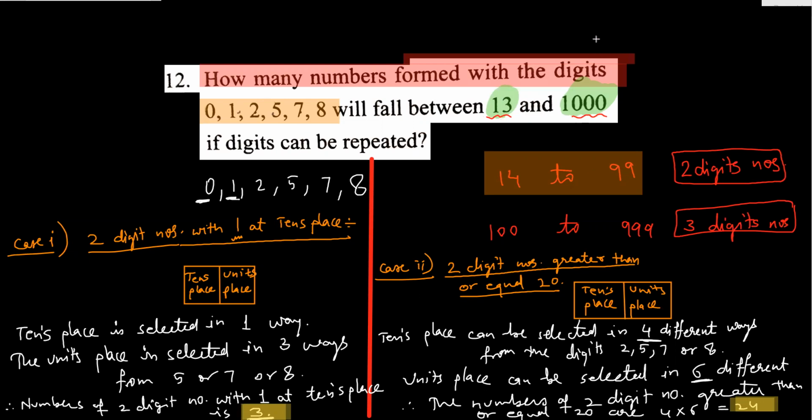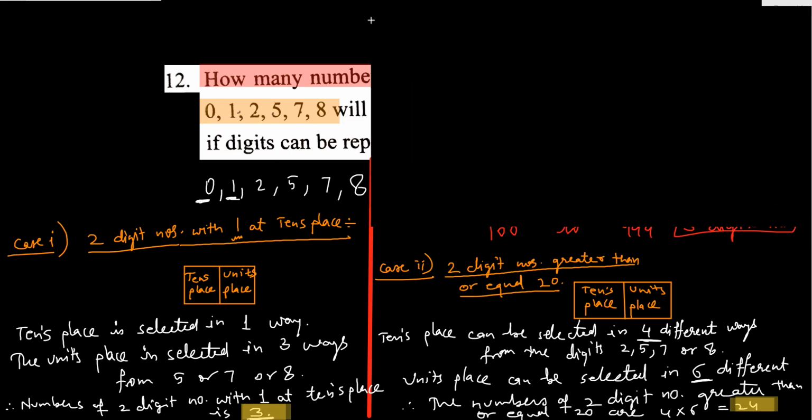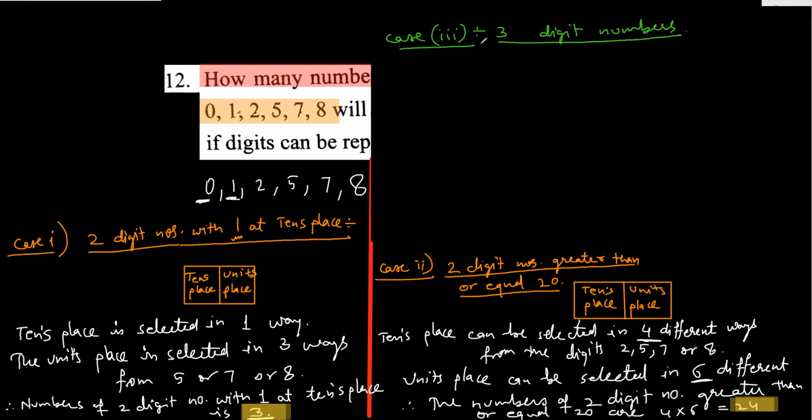Now you have case 3. What will be case 3? The 3-digit numbers. Case 3 is 3-digit numbers. Okay? And that is going to be very easy. I'll write with some other color. Here, I write case 3. Case 3 is of 3-digit numbers. So, see here, students, how do I do it?